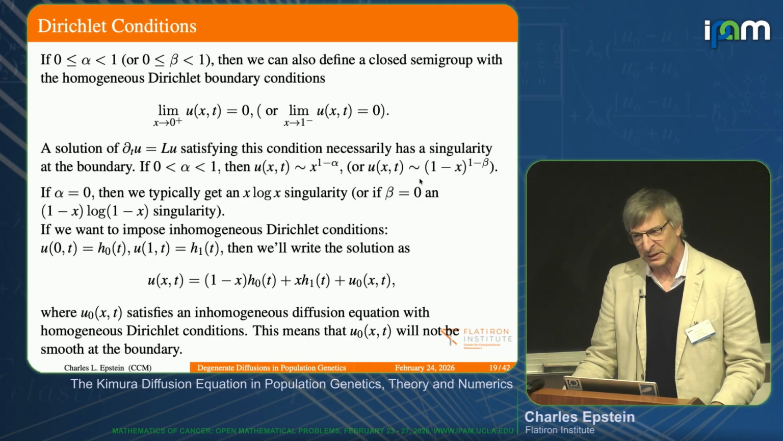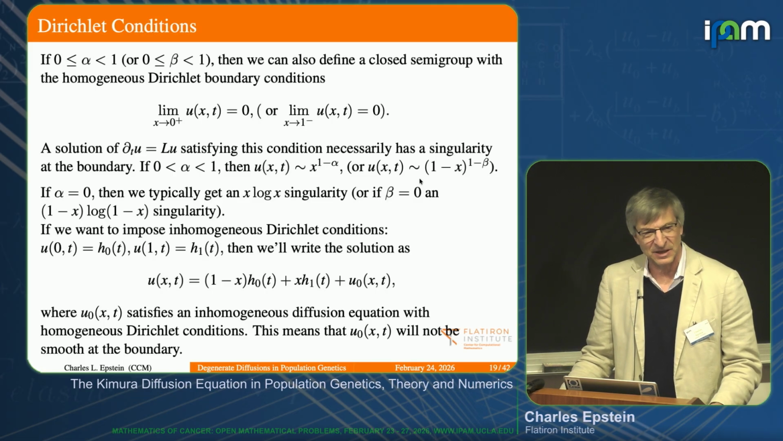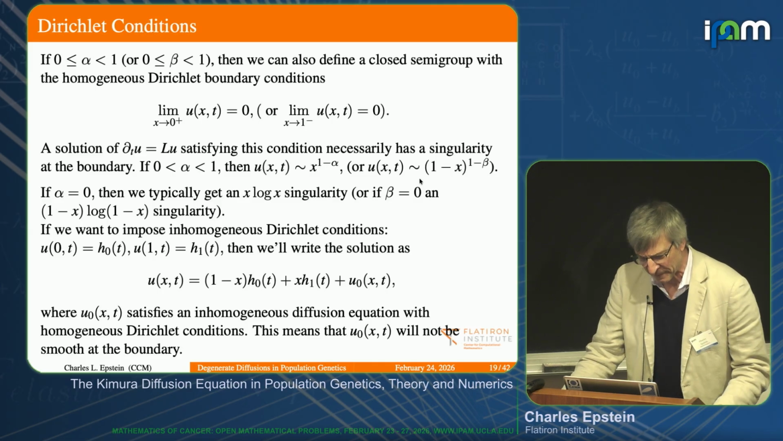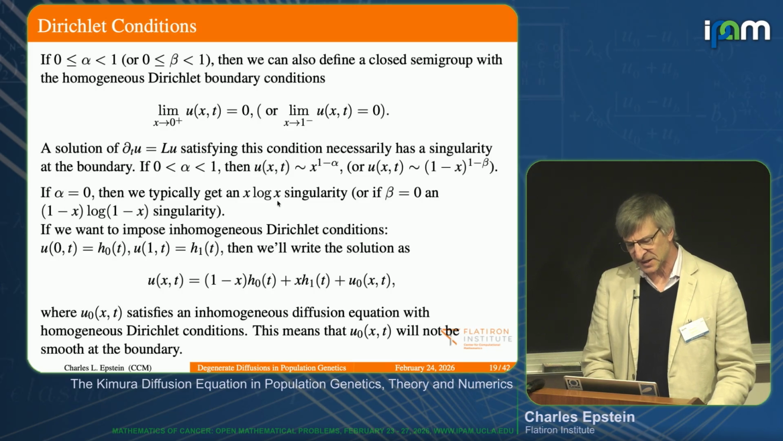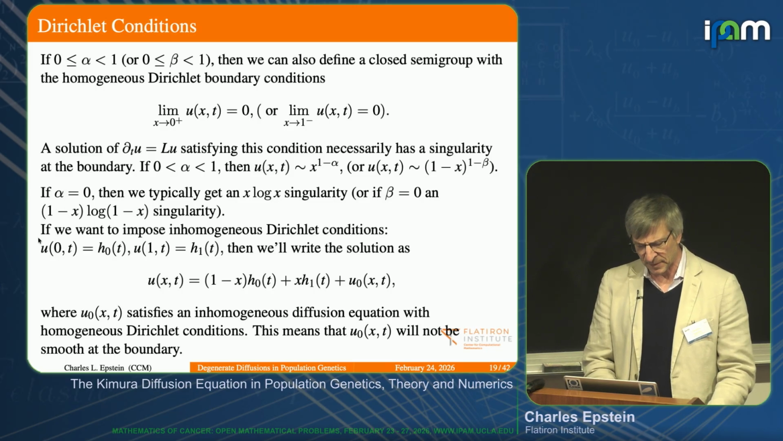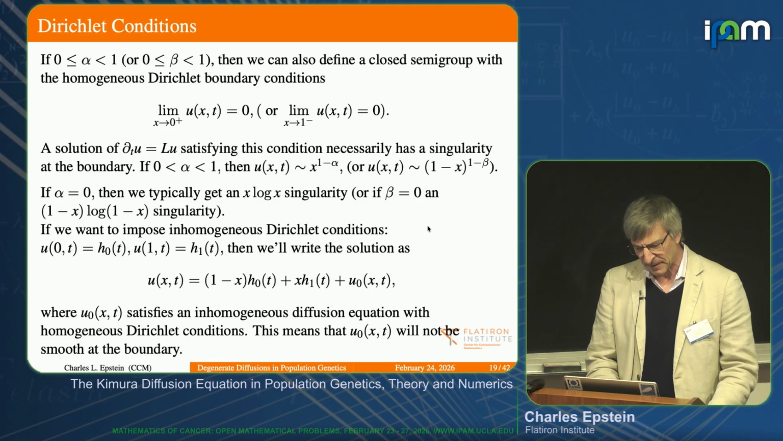So again, from the perspective of numerical analysis, it's a nightmare to deal with singularities at the boundary. If alpha happens to be 0, then you get an x log x singularity at one end, and if beta is 0, you get a (1 minus x) log (1 minus x).